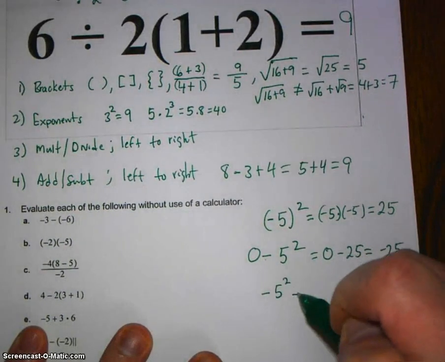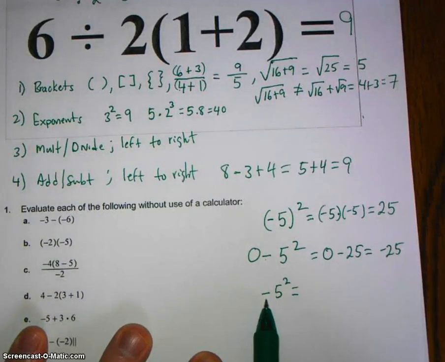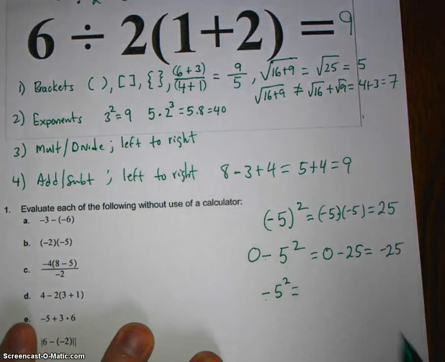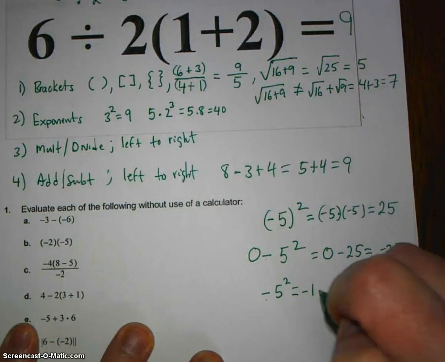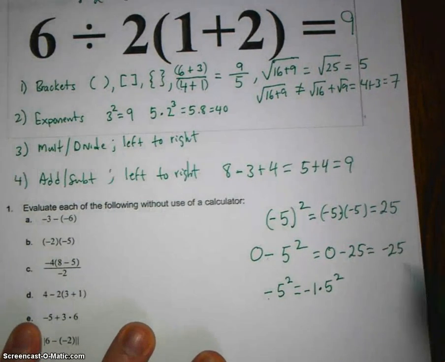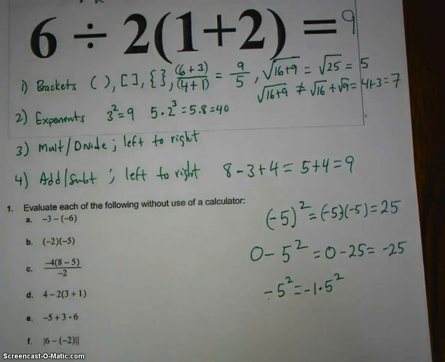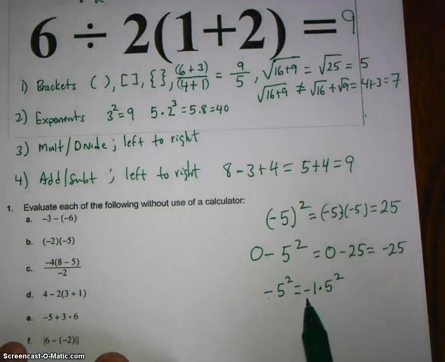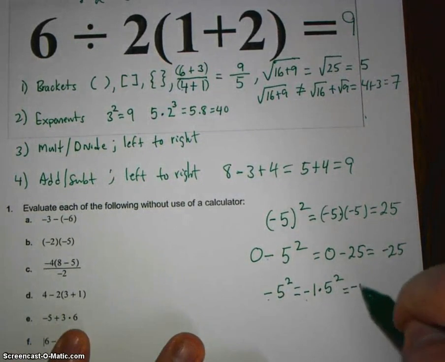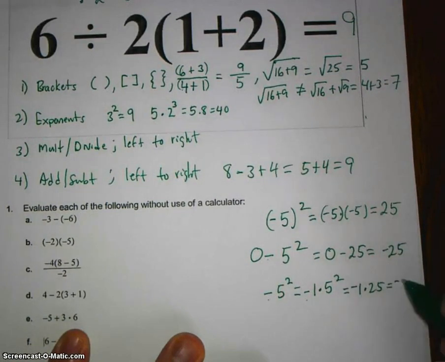Negative 5 squared. This negative, the way we write this, is really us being lazy. This is really negative 1 times 5 squared is what that means. If I were to write it that way, nobody would get the wrong answer. Because everybody would say, well, exponents come first, and then I multiply. So this is negative 1 times 25, which is negative 25.